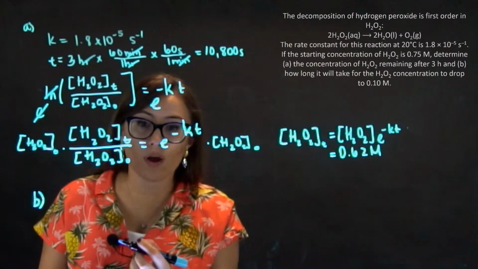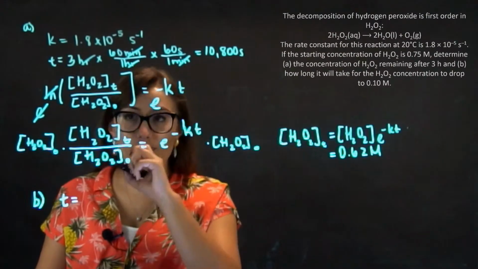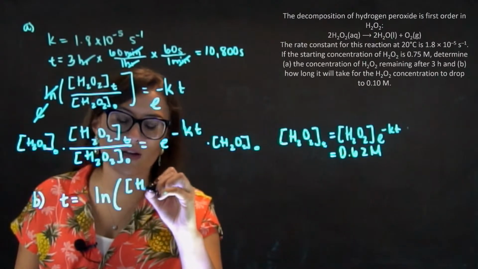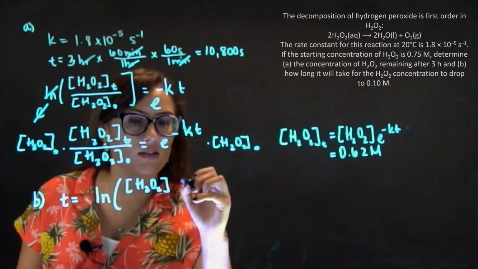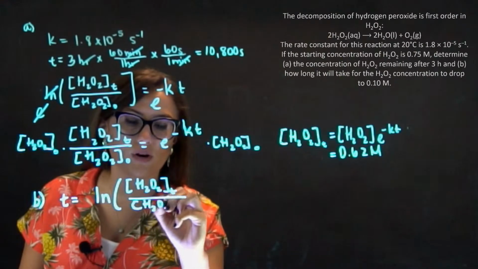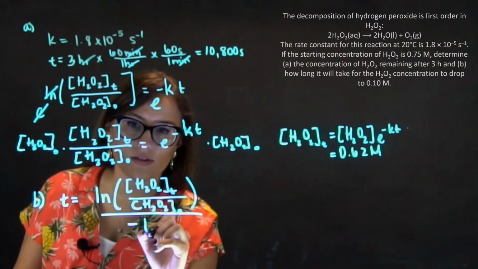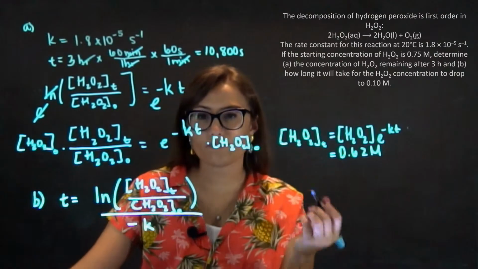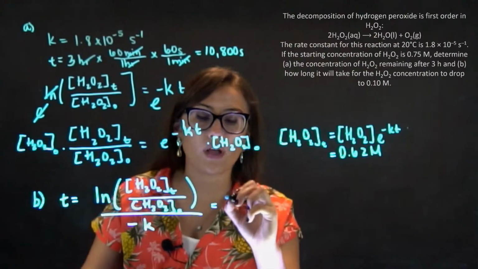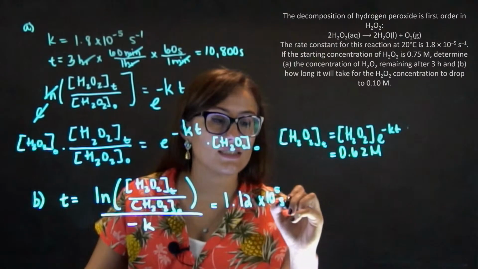When we rearrange this equation, we will get time is equal to ln of hydrogen peroxide at some time divided by the initial concentration of hydrogen peroxide, all divided by negative k. Well, once we do that, we can then plug in all the appropriate variables, and this will end up equating to be 1.12 times 10 to the fifth seconds.